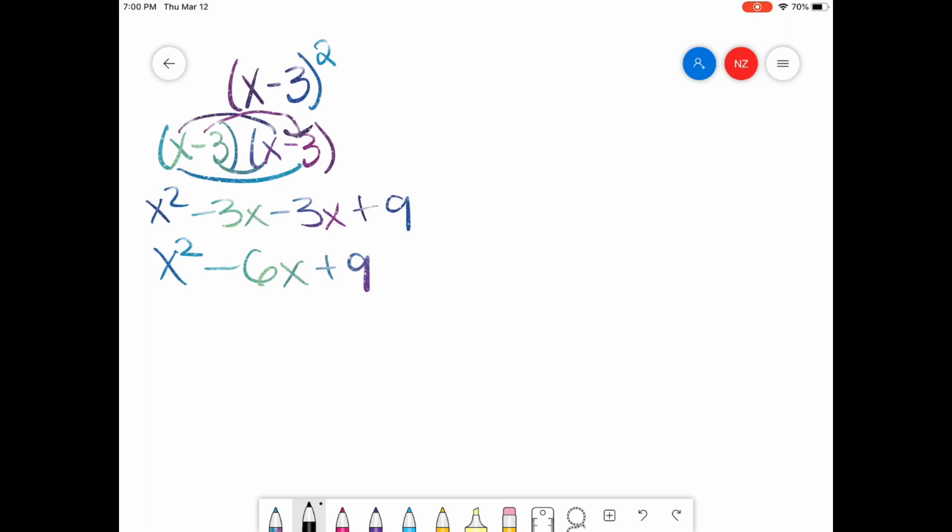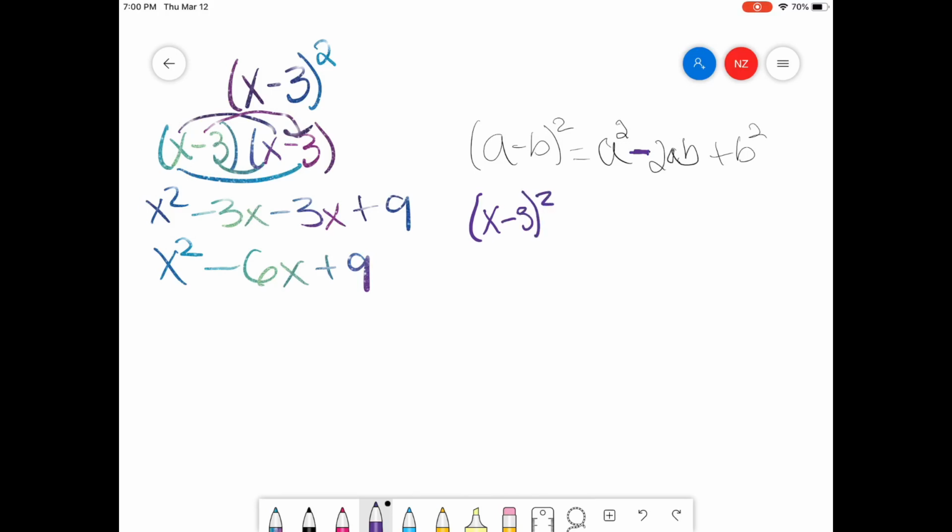So if I have anything that is a minus b squared, it's always going to have the result of a squared minus 2ab plus whatever b squared is. So the only difference really is this minus sign compared to the previous problem. So in this example here, I have my x minus 3 squared. Again, a is here and b is here.